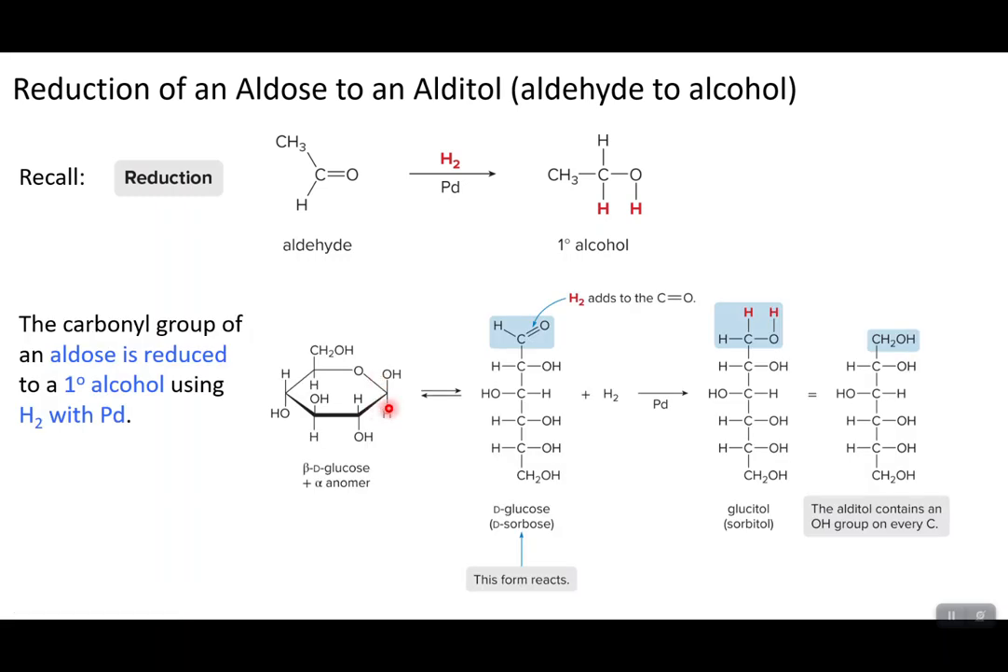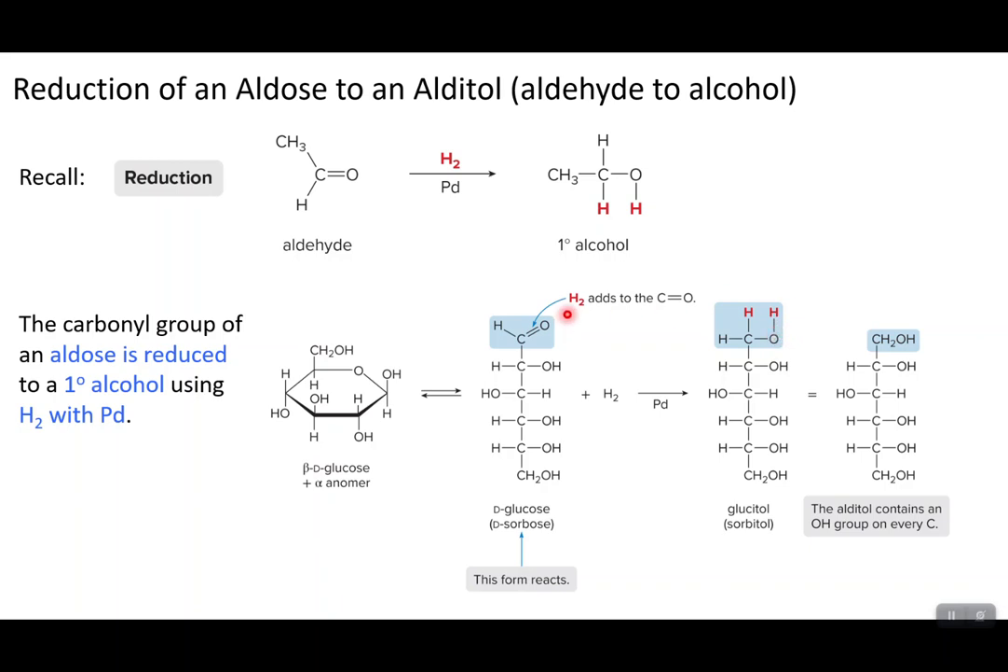Recall that your carbohydrate does interconvert between the cyclic form and the open chain form. When it is in the open chain form, that's when it's going to have this aldehyde group that is available for reduction. While it is in the cyclic form, that aldehyde group is not present. So it has to first interconvert into the open chain, and then this is the species that will be reduced. When you have this open chain or acyclic form, if you add H2 and palladium catalyst, then this double bond will break and you will add the hydrogen across that double bond.